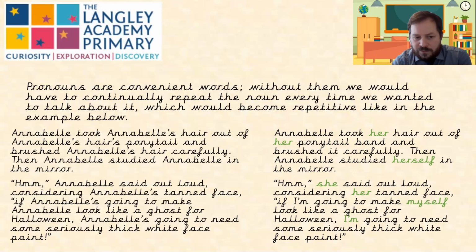If I'm, so actually that should be green as well, sorry. If I'm going to make myself look like a ghost for Halloween, the I'm is referring to herself rather than saying if Annabelle's going to make herself. So rather than refer to yourself in the third person, which is a bit weird, you normally refer to yourself in the first person. So I am going to make myself rather than Annabelle's look like. So make myself look like it goes for Halloween. Again, don't need to refer to yourself in the third person. I'm going to need some seriously thick white face paint.